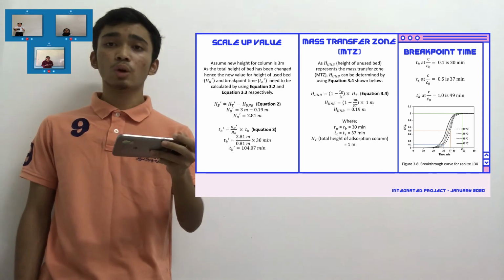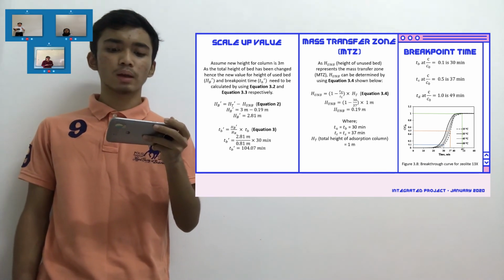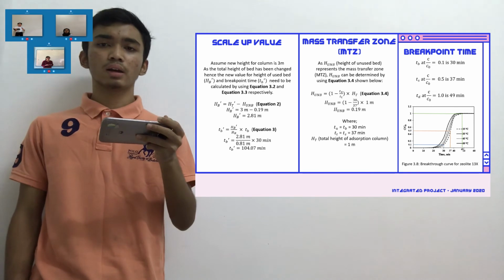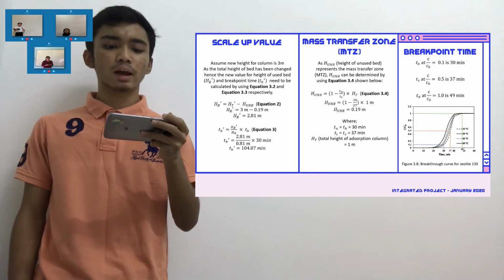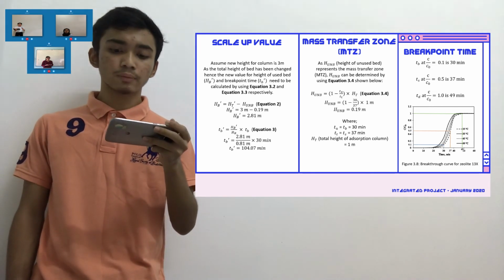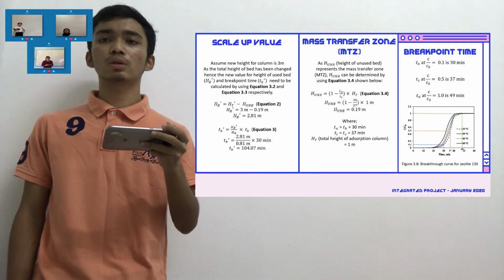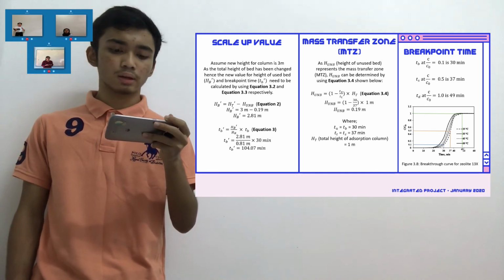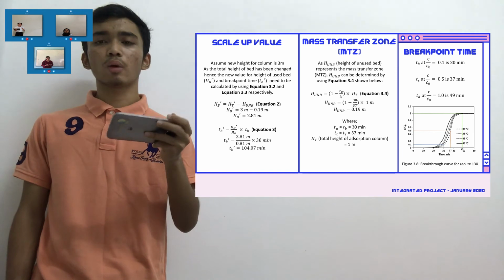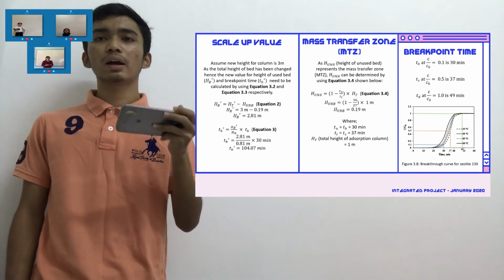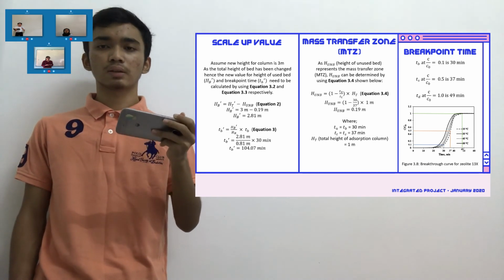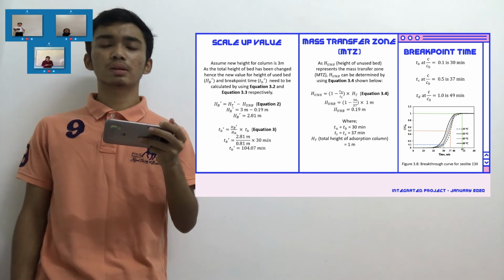By having these values, we can determine the height of unused bed, which represents the mass transfer zone. The calculation to find the height of unused bed is shown in the slide, where the height of unused bed is equal to 0.19 meter. According to one of the articles that we have found, normally the height of the adsorption column used in industry is about 1 meter to 33 meters.